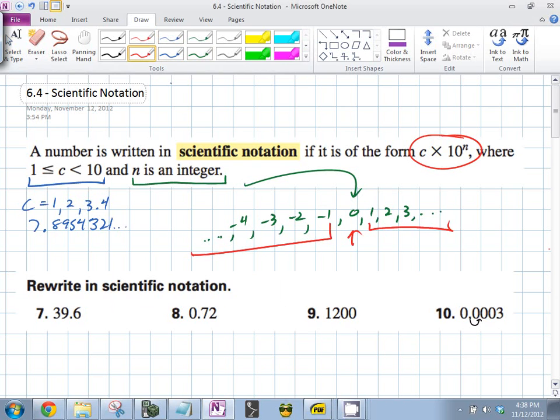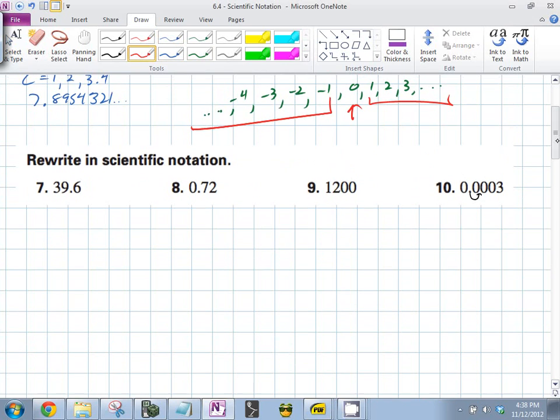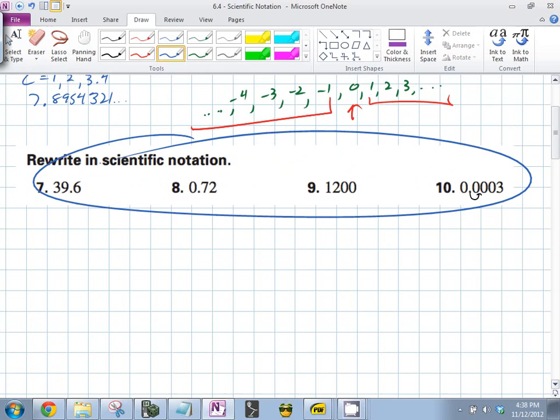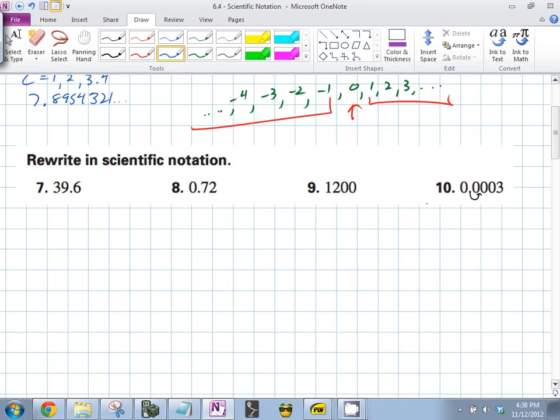Looking at these numbers, you'll notice they are not written in scientific notation. It's pretty easy to see. There's no times 10 to anything. We're going to rewrite them in scientific notation by moving the decimal place. If you move the decimal place to the left, you've got 10 times smaller. If you move it to the right, it's 10 times bigger.